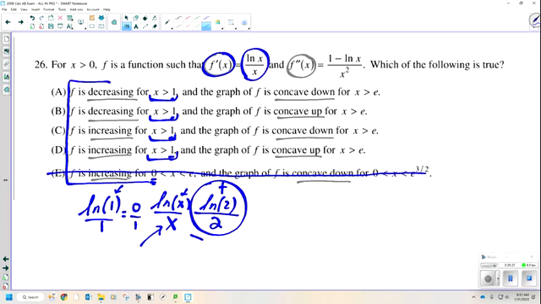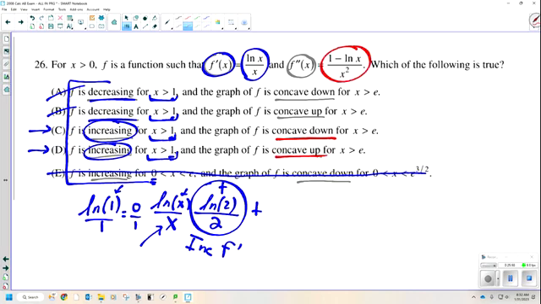So now I want an increasing function because my first derivative is positive here. Decreasing for A, no. Decreasing for B, no. So it's either C or D. These are both increasing. So let's look at whether it's increasing concave down or increasing concave up.